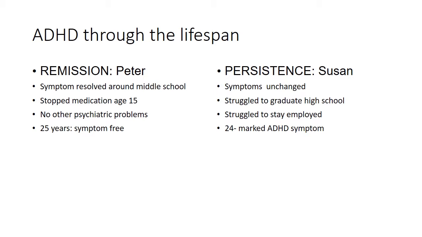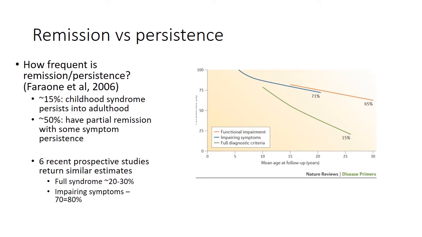Now, I hope Peter and Susan illustrate the very variable clinical outcomes of ADHD. These kids look pretty similar as kids. As adults, they have quite different endpoints. So how frequent are these different endpoints? Well, here's Steve Faraone's very lovely meta-analysis of studies up to 2006. The green line in this graph shows the proportion of kids who continue to meet full diagnostic criteria for ADHD as they grow up. If you look at the x-axis, you can see at around age 20 to 25, about 15 to 20% of kids will continue to have the full syndrome.